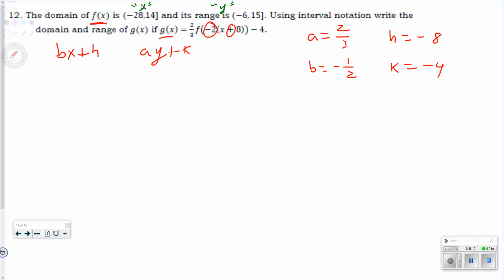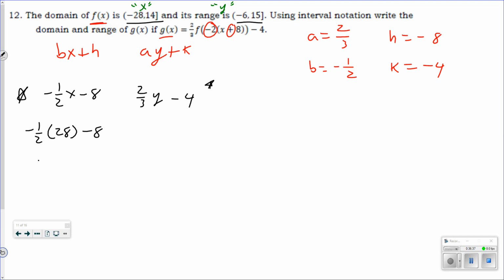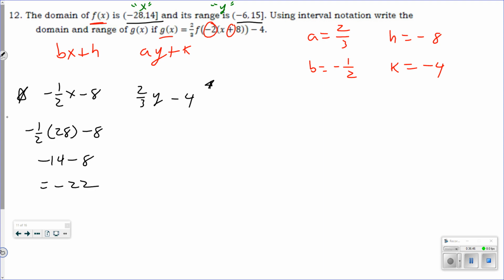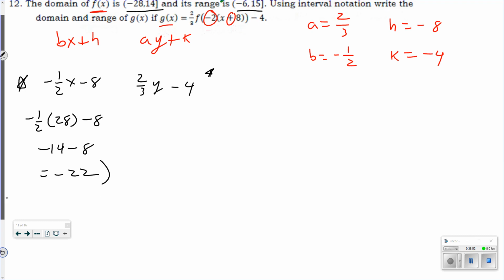So that's what I have. If I fill out my transformation rule, what I have is negative 1/2 x minus 8 and 2/3 y minus 4. So all I need to do is take my x's and plug them into the bx plus h, my y's into this thing. So for negative 28, I have negative 1/2 times negative 28 minus 8, 14 minus 8, which is 6. All right, so that's one of my new domain endpoints. And negative 28 had a parenthesis, so the new one gets a parenthesis.